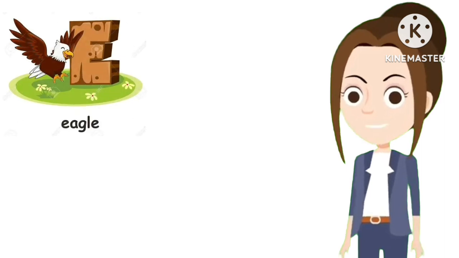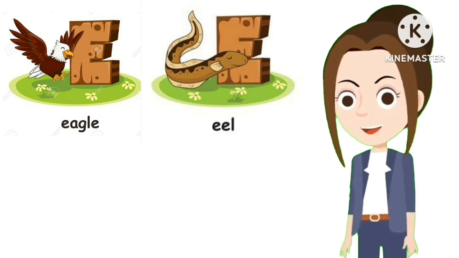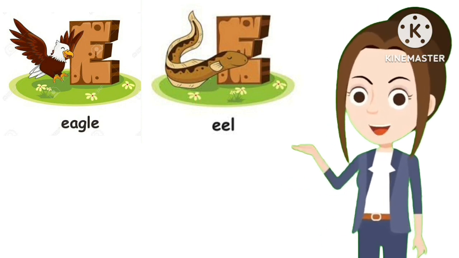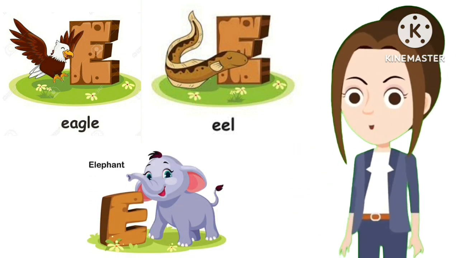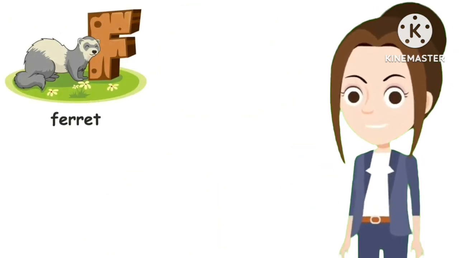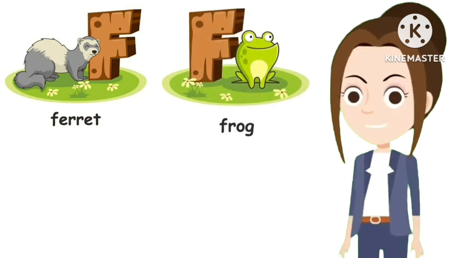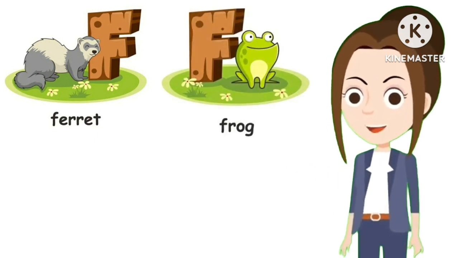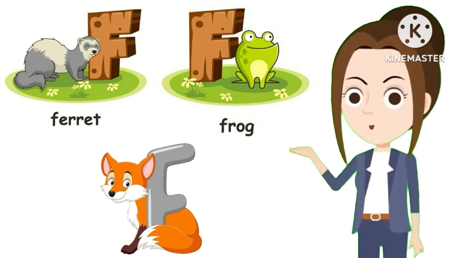E for eagle, E for eel, E for elephant. F for ferret, F for frog, F for fox.